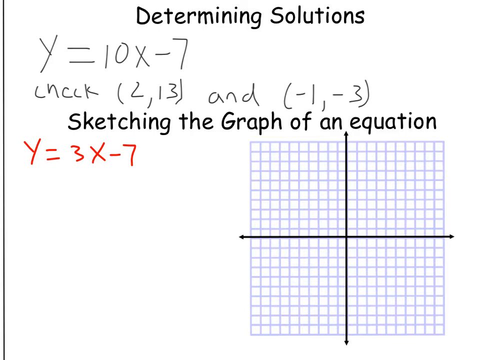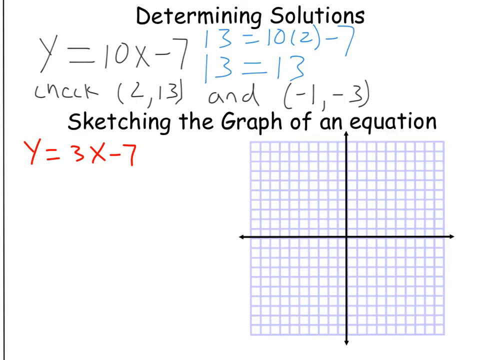What I would do is, I'm going to check (2, 13) first. Plug in 13 for y, 2 for x, and really it's a matter of simplifying both sides to see if they reduce to the same thing. Keeping in mind the left side is already as simplified as it's going to get, it's just 13. So now the question becomes, does the right side simplify to 13? 10 times 2 is 20, minus 7. Okay.